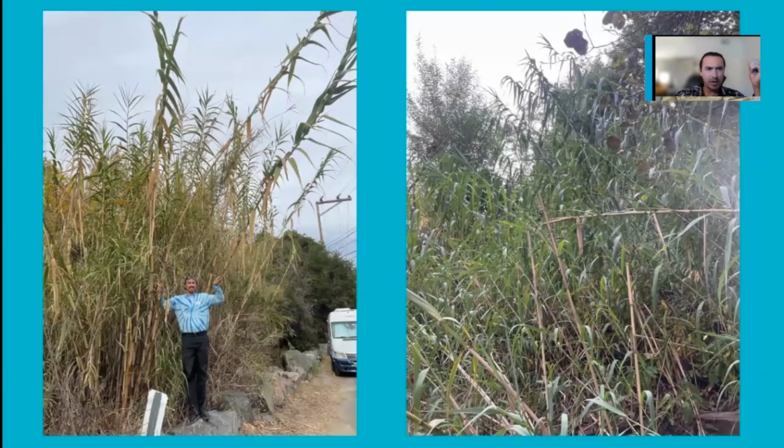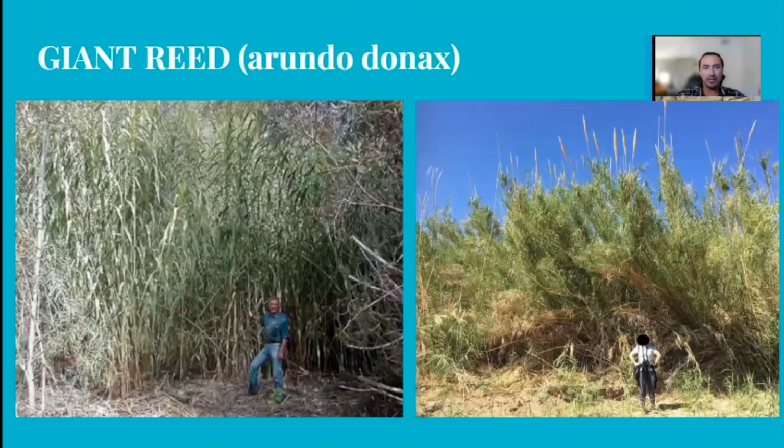There's me with some giant reed. I shouldn't be happy, but I'm smiling for some reason. Very tall grass, 20 feet tall right there. There's a couple more examples of how insane that could get. And we have, unfortunately, some of that in the Pacific Palisades.